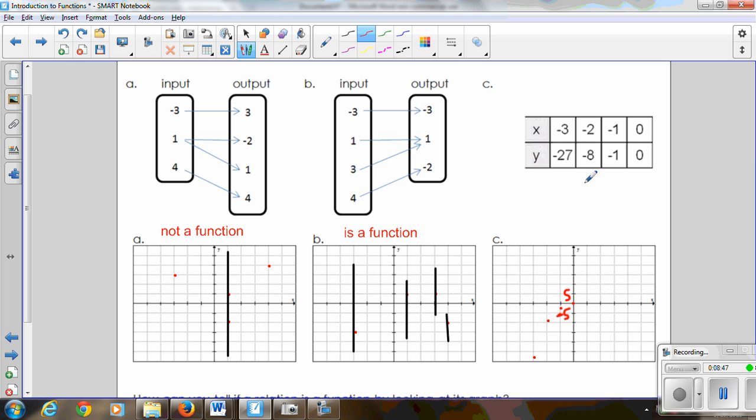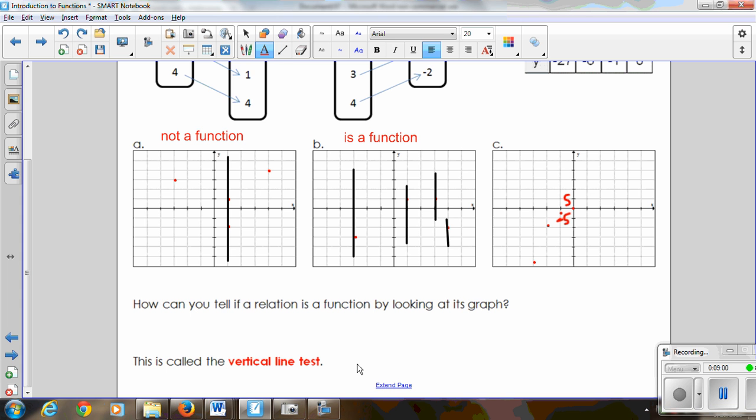And so if I take a look at these 4 points, no matter where I draw a vertical line, it's never going to cross the graph more than one time, so this is a function. And again, that's what we call, looking at the graph, the vertical line test. So again, if a vertical line passes through a graph more than once, then it's not a function.